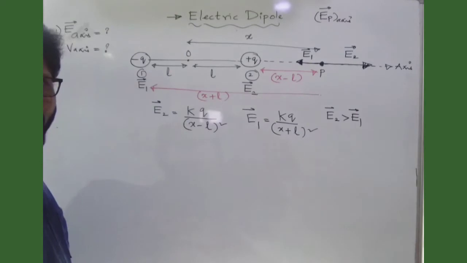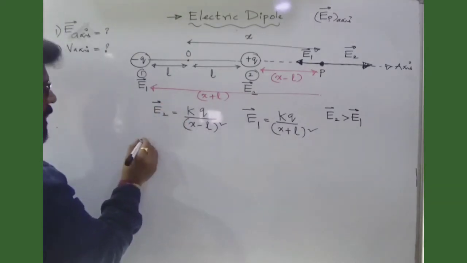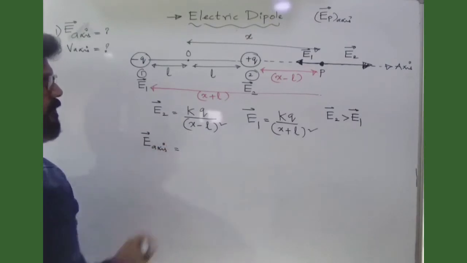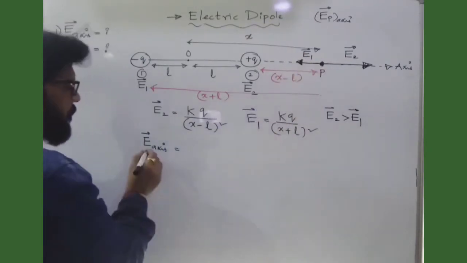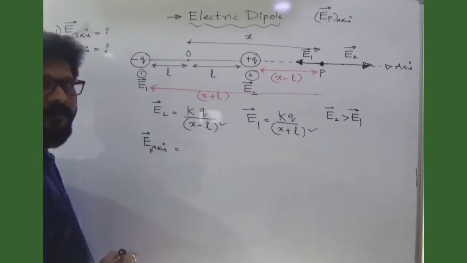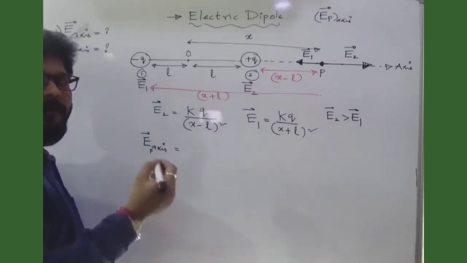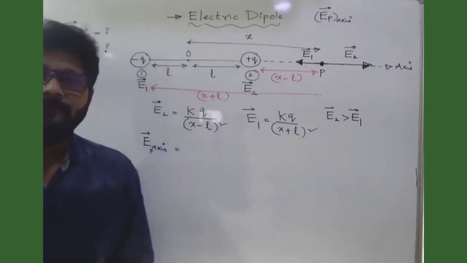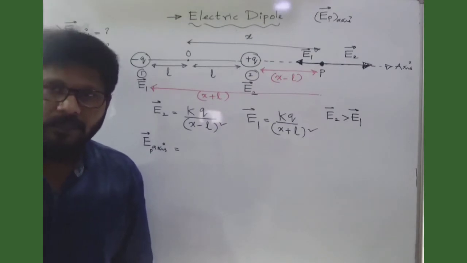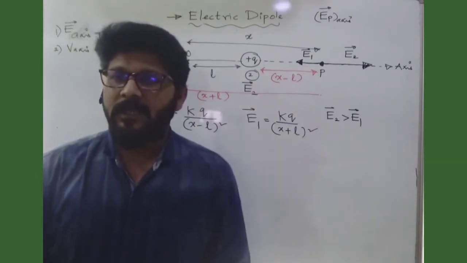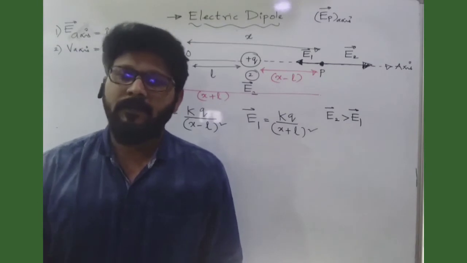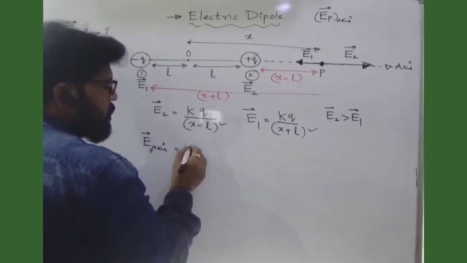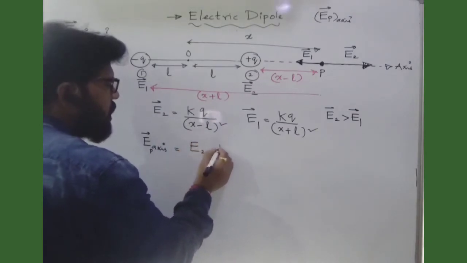Now I want E at a point P on the axis. So at point P on the axis, do I have to subtract or add? Can anybody tell me? Both are in the opposite direction. As both are opposite in direction, we have to subtract. Addition is when they are in the same direction. So E2 minus E1.